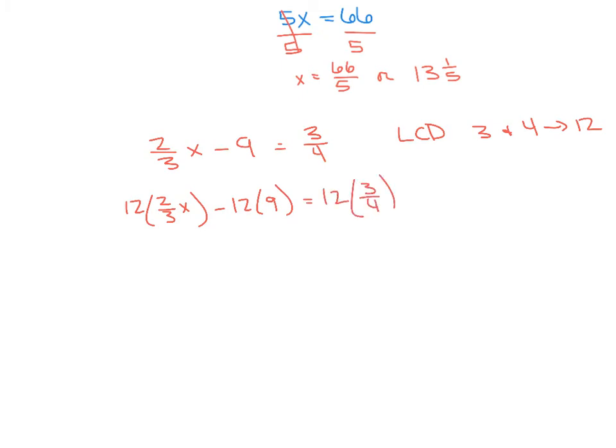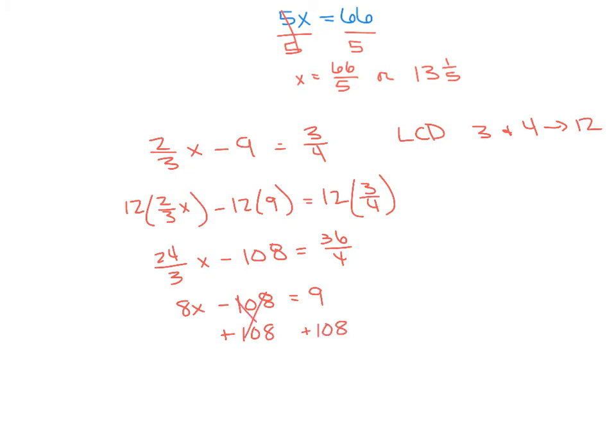And then we actually multiply. 12 times 2 is 24 over 3x minus 108, and when you multiply those, 12 times 3 is 36 over 4. Then we divide our fractions. 8x minus 108 equals 9. Then we move the constant, which in this case is negative 108. So we add it, because that's the opposite.